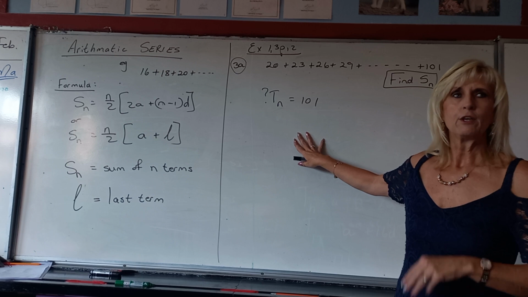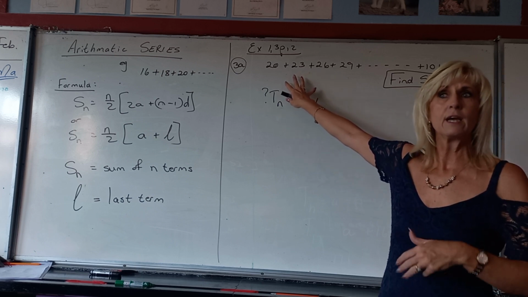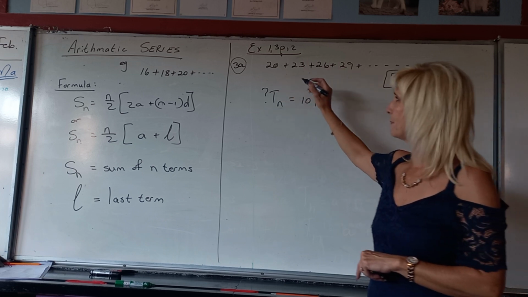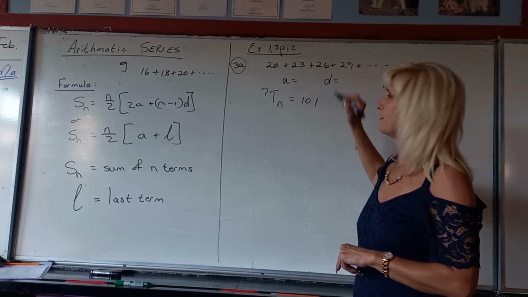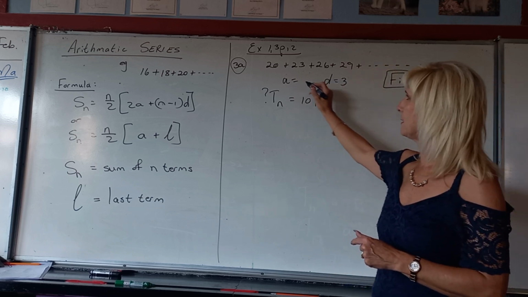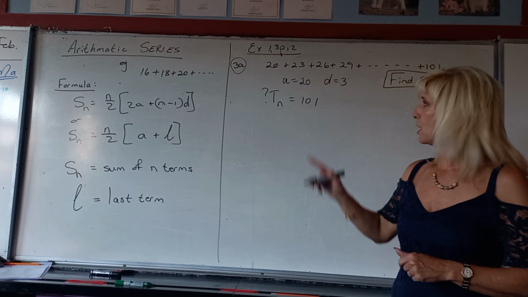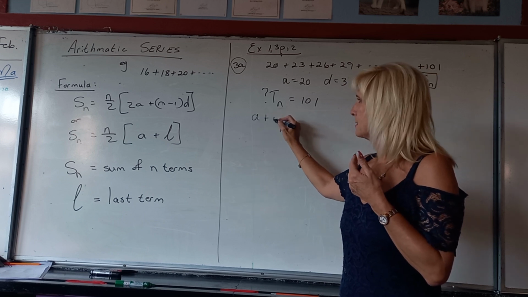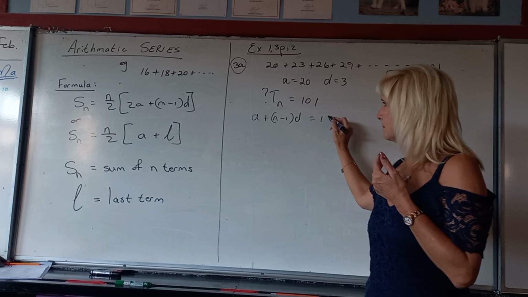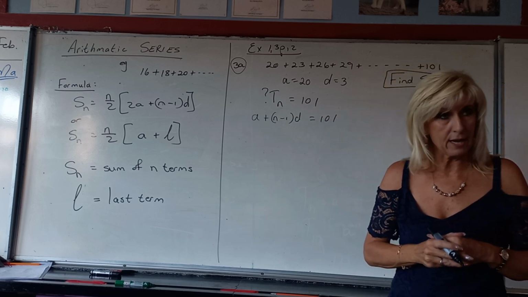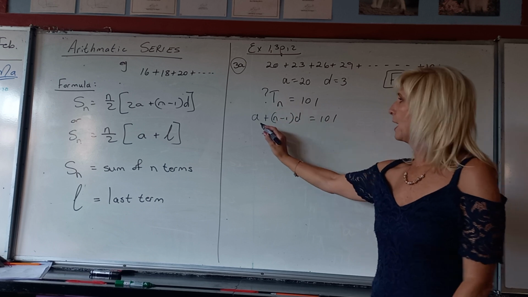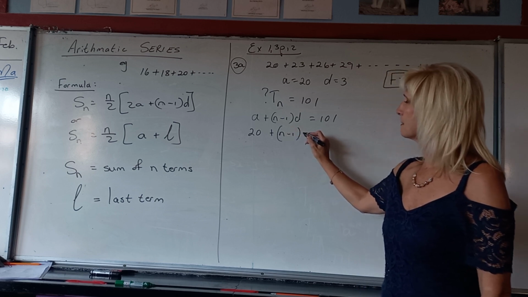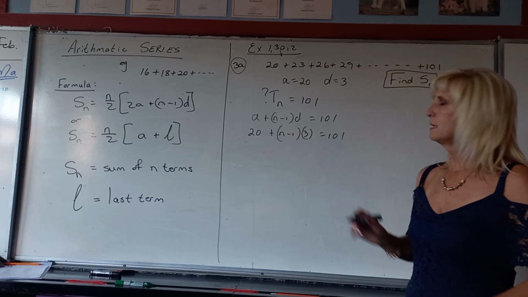But for all of them, you first have to find out whether it's arithmetic or we're still going to be doing it geometric. So first check it out. This is definitely arithmetic because it's a constant difference of 3. And my a is 20. So in my what formula? So T, and I don't know what n is. So what's the formula? a plus (n minus 1)d. Because you don't know what n is. You're trying to find out what n is. So your a value is 20. Your d value is 3, equal to 101. Hence, I'm solving for n.